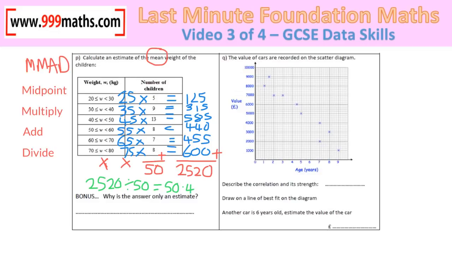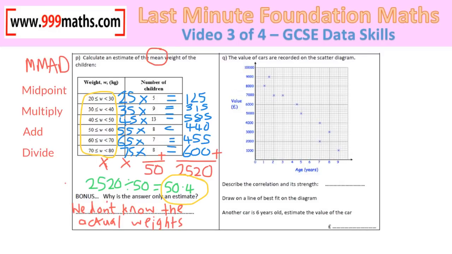Now how can I check that answer? Well, these weights in the table went from 20 kilograms up to 80 kilograms, so a final answer of 50.4 seems reasonable. But it might ask you in the exam for a bonus mark why it's only an estimate. Well, it's an estimate because we don't know any actual weights, and I will write that down.